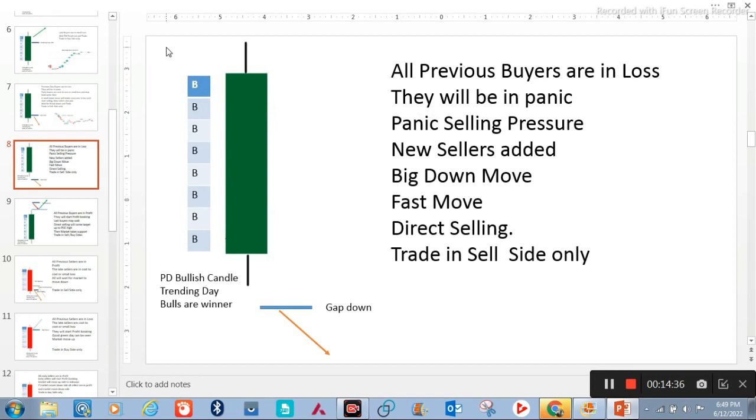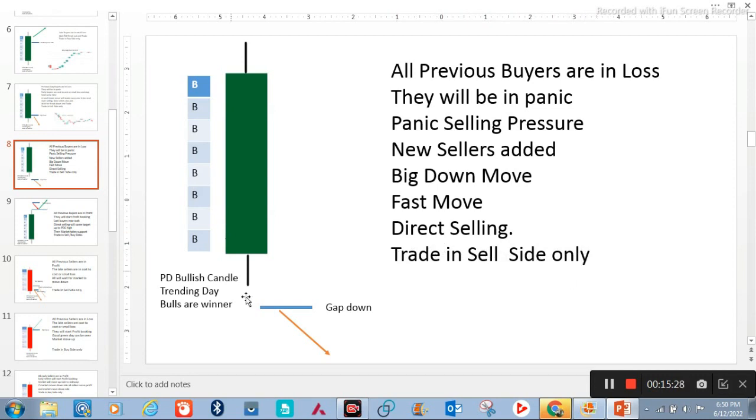They will be in panic. Definitely, when you bought it here and the market is down here, you are in panic. Every one of the previous day buyers is in panic. So panic selling pressure will come, and new sellers will also be added. A big down move will be seen. This big down move is very fast moving. You need not wait for the 15 minute candle to break down. Trade in the sell side only.